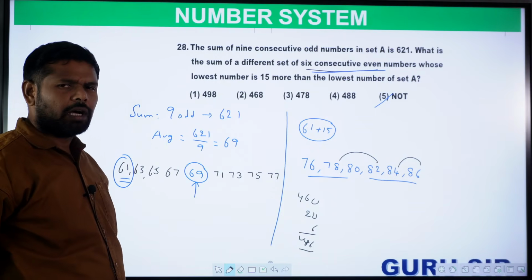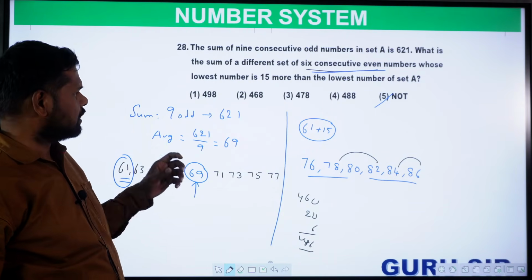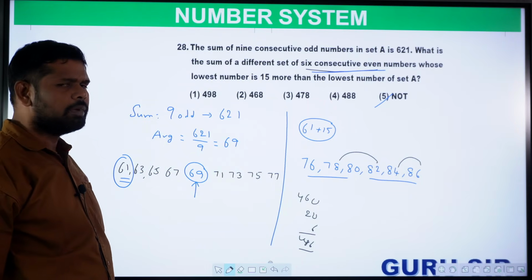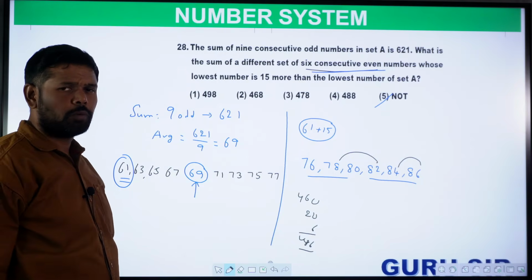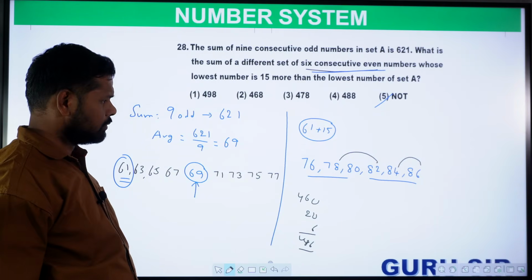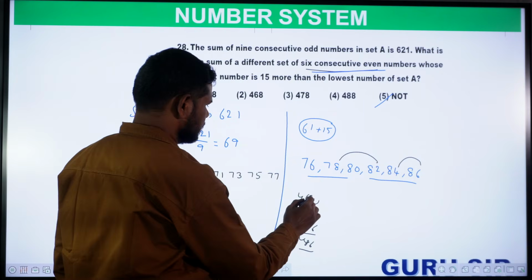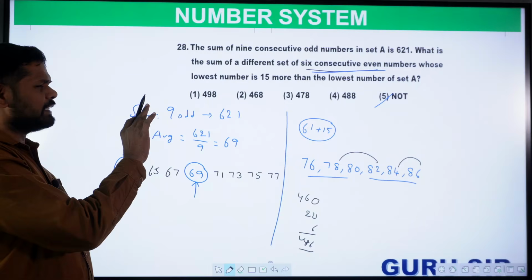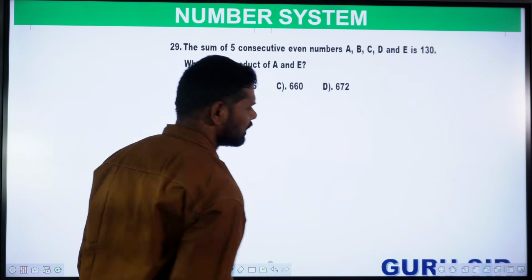So observing options is one of the important aspects. Always observe the options, and while bubbling the option, check once again. Each question carries 2.5 marks, so always be careful while answering. Next one. Just reading the question is enough to solve these types of number related questions.